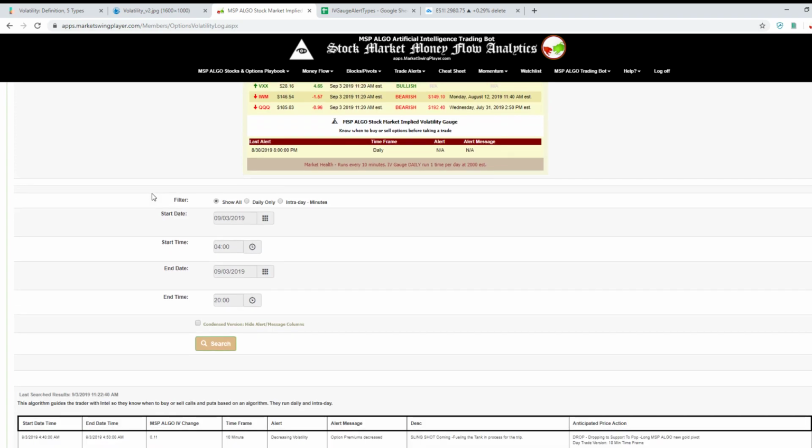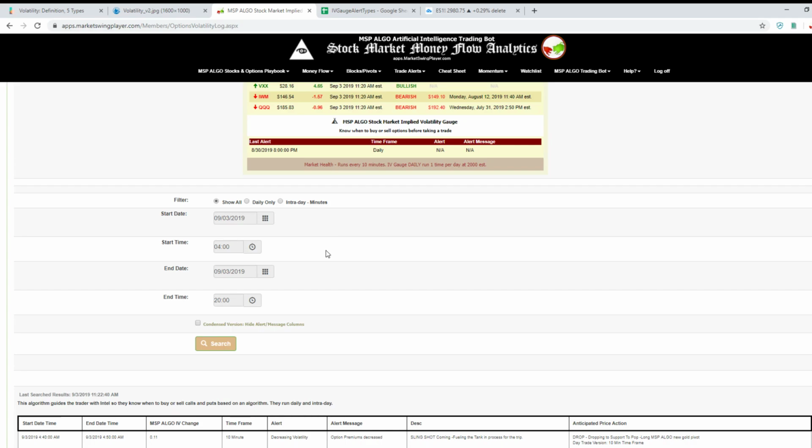Okay, so let's look at this page here. And we know that it is under the MSP ALGO Stocks and Options Playbook, and it is right there. Okay, so when we look at the page, we can see we have a filter. It says show all, daily only, intraday minute. So we have two time frames. We have the daily time frame and we have the intraday time frame.